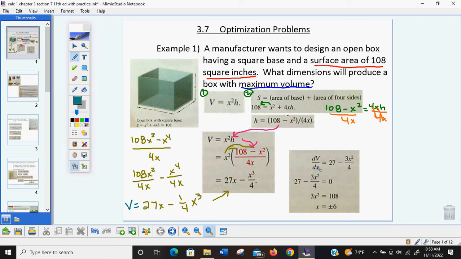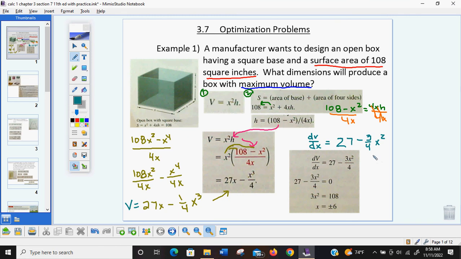Take the derivative of that, and you are going to get the derivative of V with respect to x, dV/dx, equals the derivative of 27x, which is 27, minus 3 times 1/4, which is 3/4. And you take 1 away from your exponent and you get x squared. So we have 27 minus 3/4 x squared.